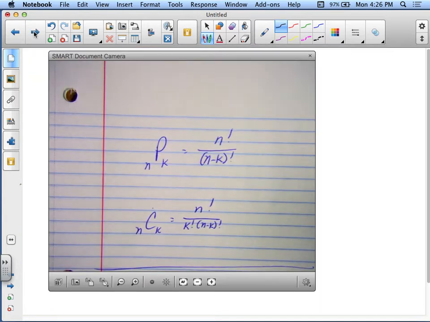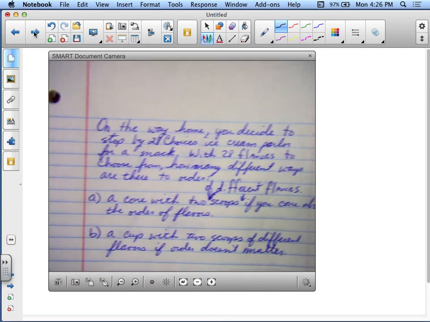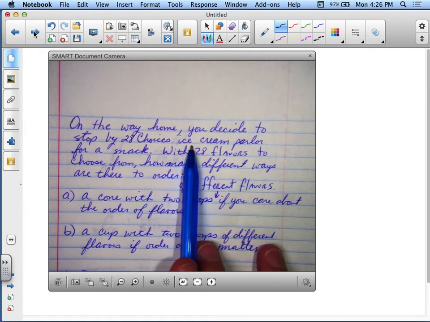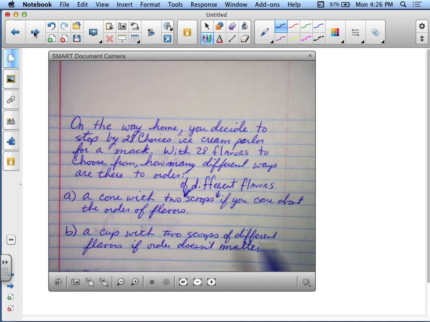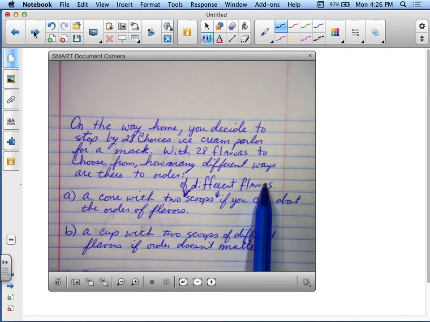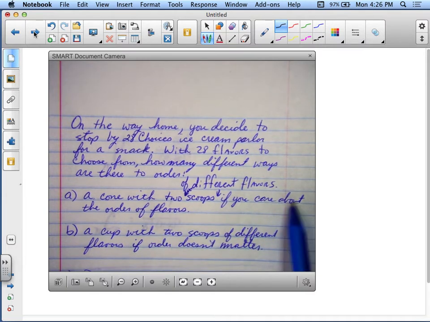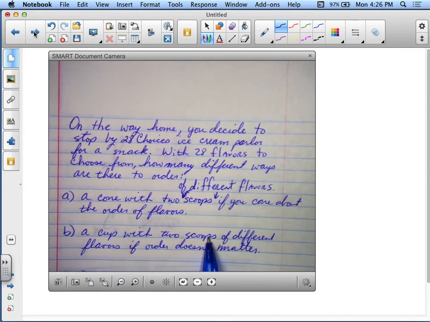Now, on this one, again, here are the two formulas. Let's go ahead and read this right here. On the way home, you decide to stop by 28 Choice Ice Cream Parlor for a snack. With 28 flavors to choose from, how many different ways are there to order? The scenario is a cone with 2 scoops of different flavors, if you care about the order of flavors. So here order matters. The second scenario is a cup with 2 scoops of different flavors if the order doesn't matter.